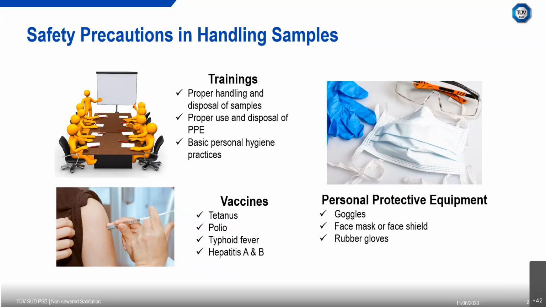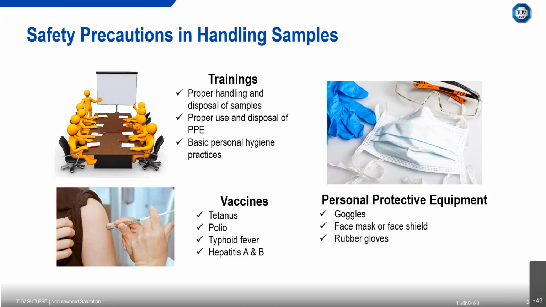Some of the basic personal hygiene practices are: immediately remove gloves after NSS testing. Wash hands with soap and water after removal of gloves, before eating, and before and after use of the toilet. Do not eat with soiled work clothing or near the NSS area. And change to clean clothing and footwear before leaving the worksite.